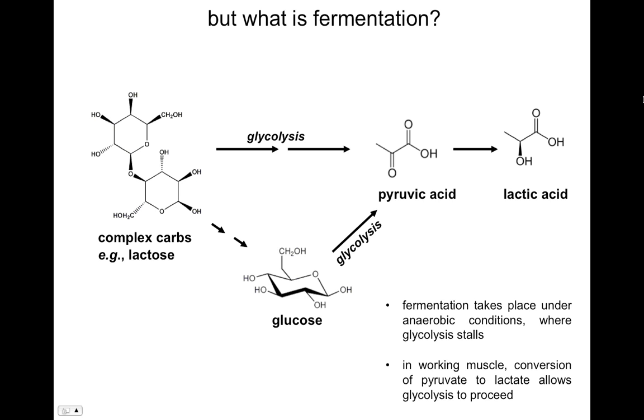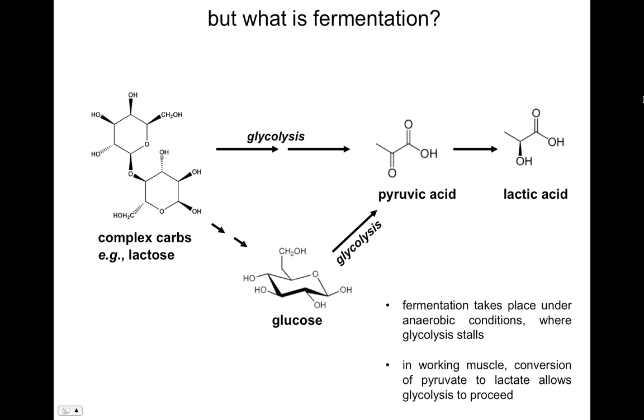Let's see. So, a little bit deeper, what's the metabolic function of fermentation? Well, fermentation often takes place under anaerobic conditions, that is, conditions where oxygen is not present. Now, under these conditions, one way to think about it is that glycolysis stalls. And we'll see why in the next slide. But in order to keep getting energy out of glycolysis, we've got to perform a little fermentation. We've got to perform that conversion to lactic acid. And then energy production can continue.